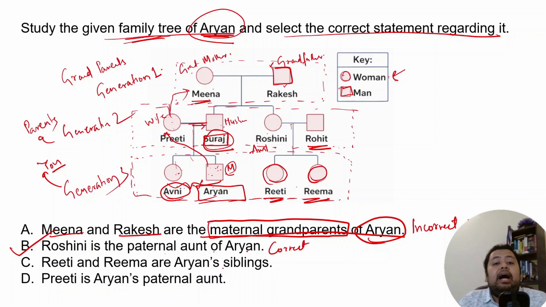Riti and Rima are Aryan's siblings. Are they siblings? No, they are cousins, right? So Aryan has only one sibling, that is Agni. So is this correct? No, this is incorrect, right? And Preeti is Aryan's paternal aunt. Is Preeti Aryan's paternal aunt? No, Preeti is Aryan's mother, right?